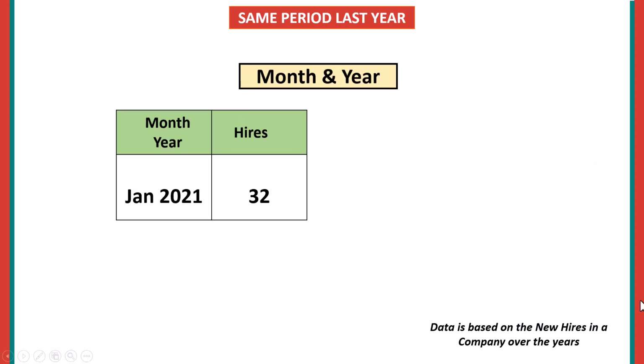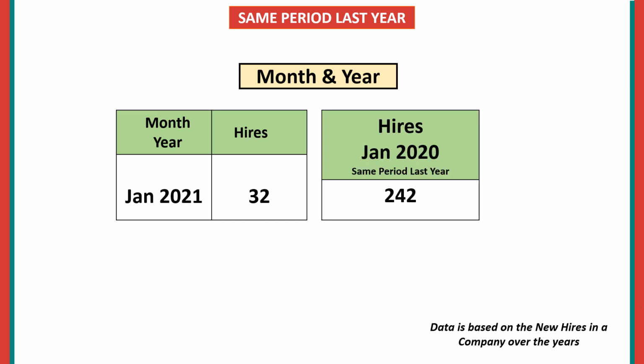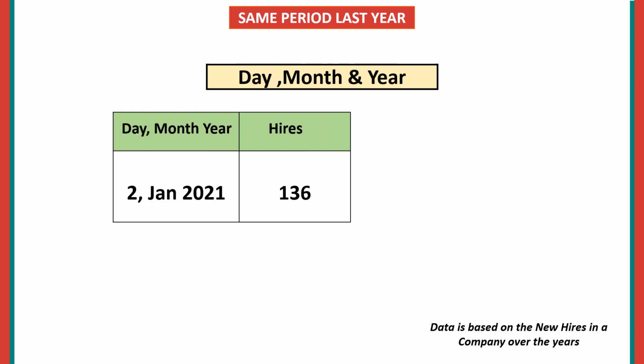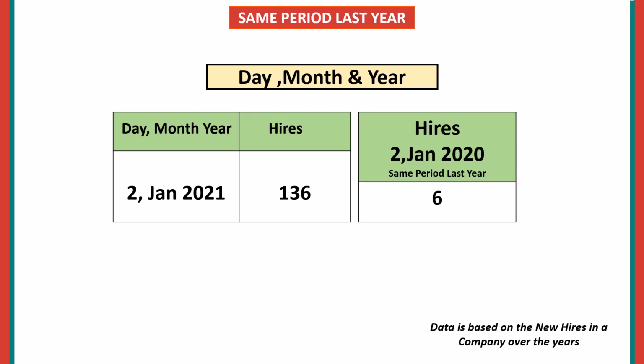If you are looking at data from a month and year perspective, so we are looking at the hires for January 2021, the same period last year would return us the hires for Jan 2020. And finally, if we are looking at the day, the month and the year, and we are looking at 2nd January 2021, then same period last year function would return us 2nd Jan 2020 data. That is the last year.